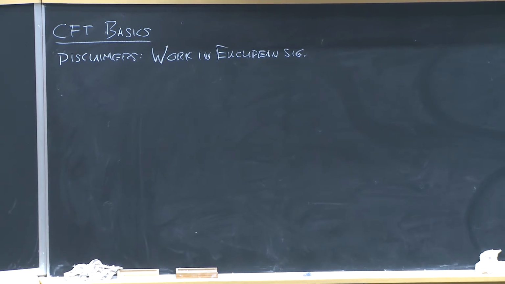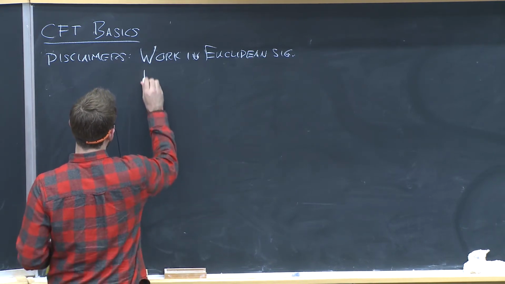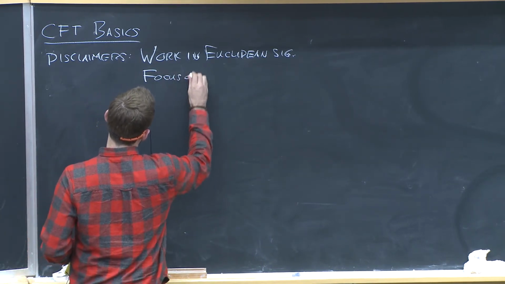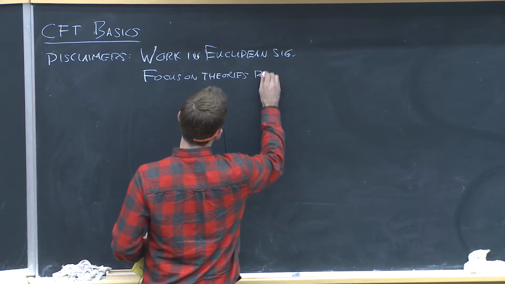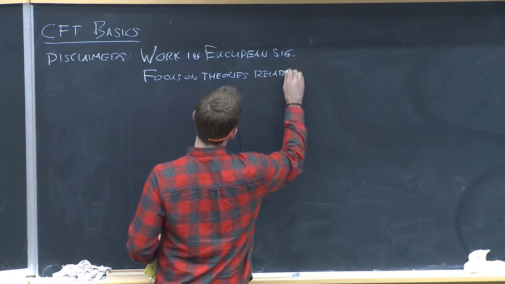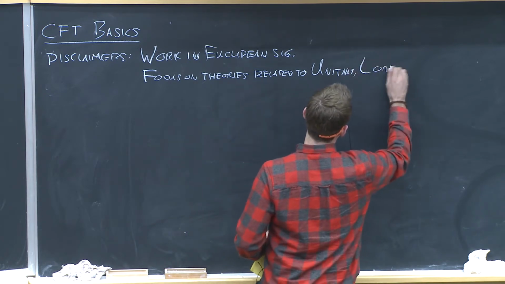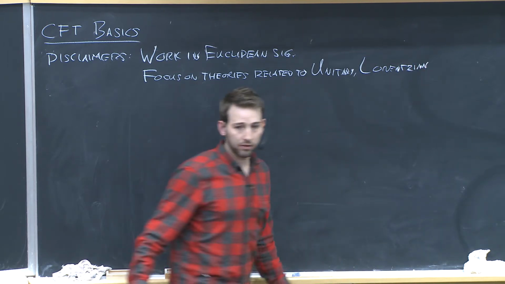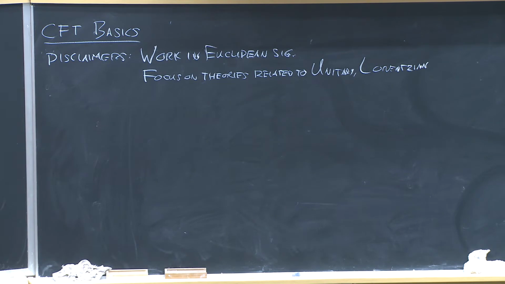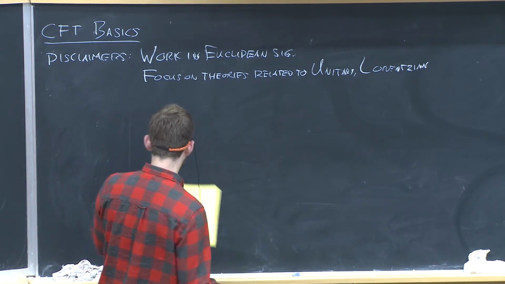So as Sylvia said, CFTs come to us sometimes in Euclidean signature, sometimes in Lorentzian signature. However, our focus will be theories in Euclidean signature that are related to unitary Lorentzian theories. So these are theories that you get by starting out with a unitary theory in Lorentzian signature and then Wick rotating into Euclidean signature. And we'll see the technical consequences of that eventually.